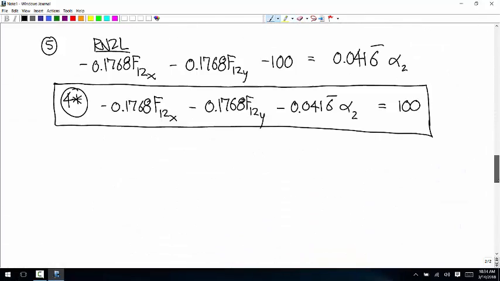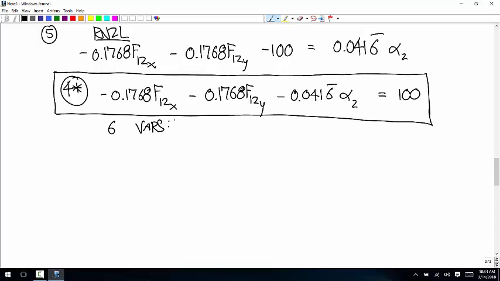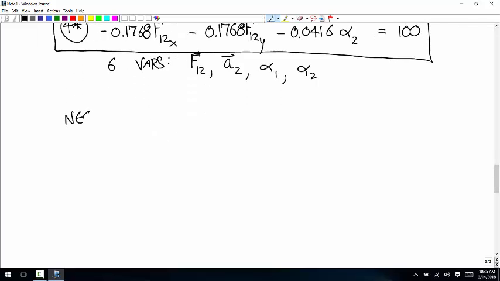So let's think about what those variables are. Well, we have F12. We have acceleration of the center of mass of 2. We're assuming that the ball is just sort of part of that member. They're all connected right now. Alpha 1 and alpha 2. 2, 4, 5, 6. So we have 4 equations, 6 variables. That means we need 2 constraint equations.